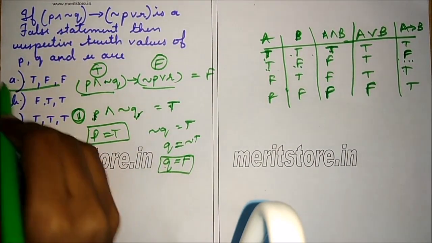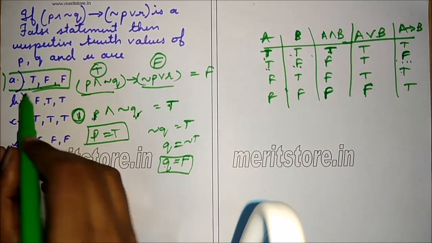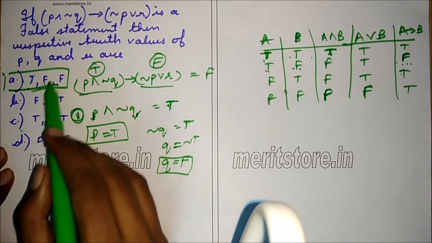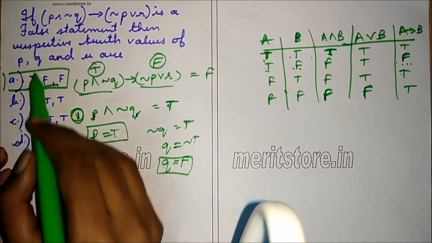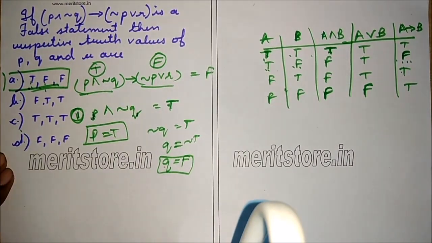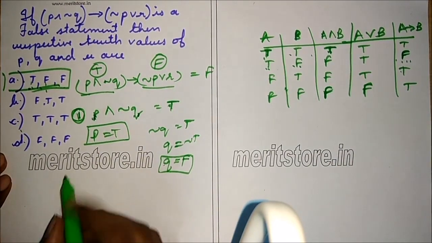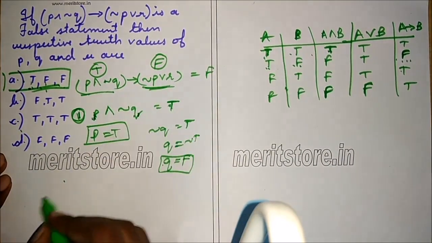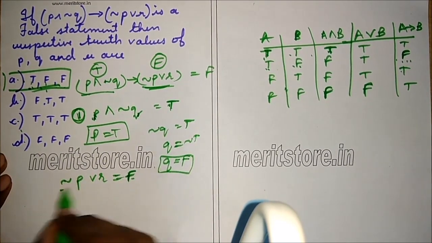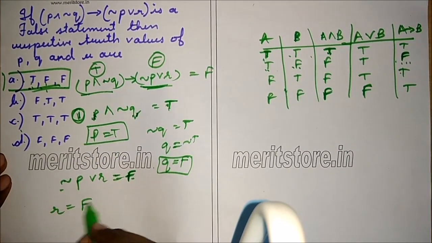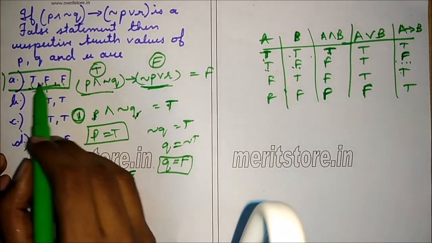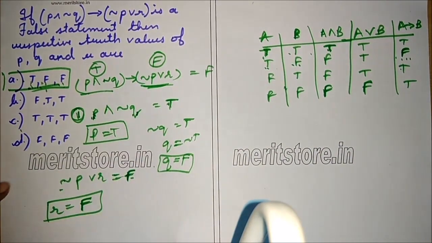So the answer is A, TFF, where P is true, Q is false. This is the only option where P is given as true and Q is given as false. So let us also check the value of R. This statement is false, so negation P or R is false. For this to be false, both the statements should be false. So R is false, and you can confirm this. So the answer is TFF, where P is T, Q is F, and R is also F.